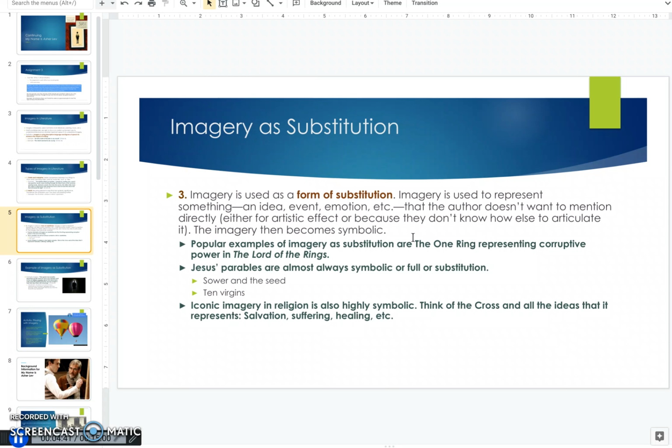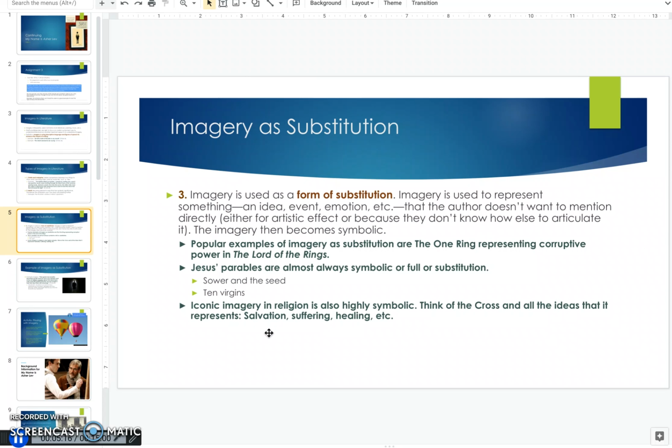To understand symbolism, think of some popular examples. In the movie The Lord of the Rings, there's that one big gold ring that symbolizes corruption, or the power of corruption. That would be a form of substitution and a form of symbolism. Jesus often uses a lot of symbolism in his parables. A common one is the sower and the seed, where the scattering of the seed represents the word of God, and the good soil or the rocky soil represents the conditions of someone's heart.